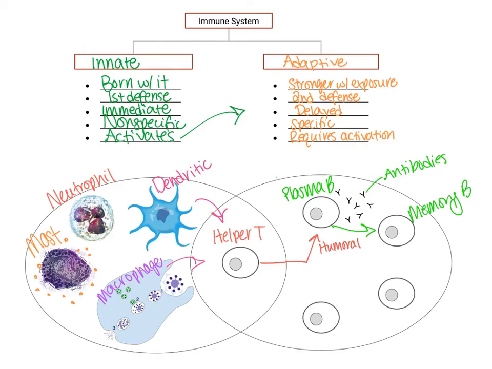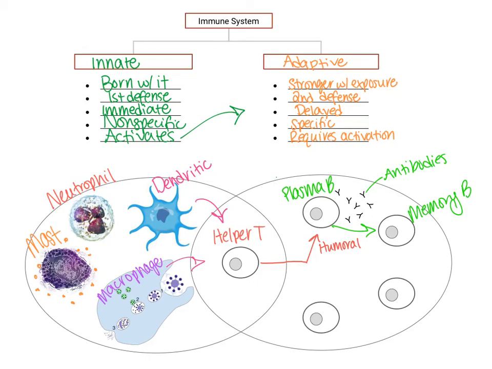We will talk more about this process in a couple of days, so don't worry too much about the details. Just recognize that plasma B cells, antibodies, and memory cells are associated with the adaptive immune response for now. Now there's a second response with part of the adaptive immune response.